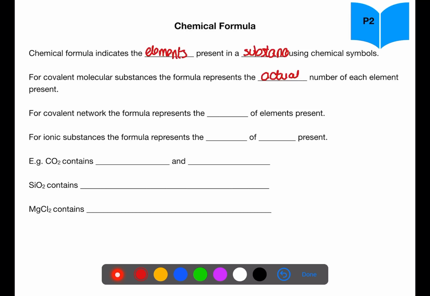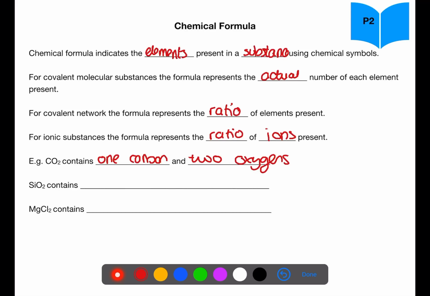For covalent network substances, such as graphite and diamond, the formula represents the ratio of elements that are present. For ionic substances, the formula represents the ratio of positive and negative ions that are present. For example, carbon dioxide, a covalent molecular substance, contains one carbon atom and two oxygen atoms.